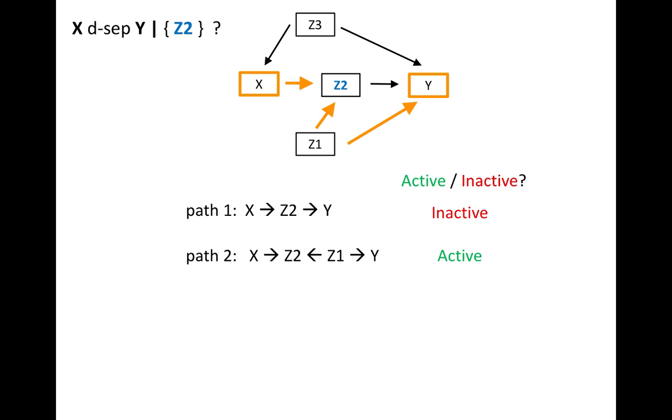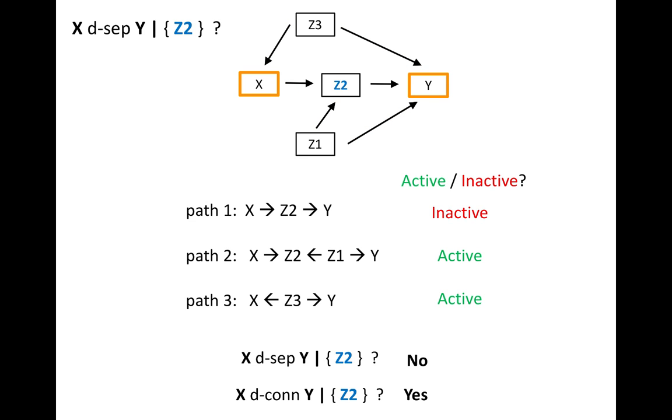Do we even need to look at path 3 to determine the answer to the question? No. We have deconnection. But path 3 is active, and thus x and y are deconnected relative to z2.